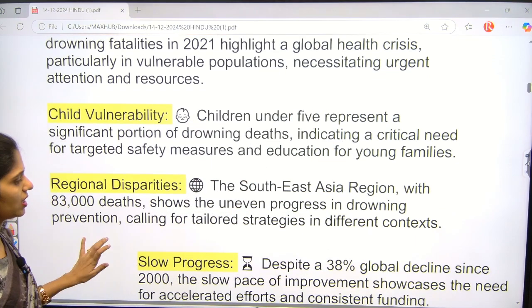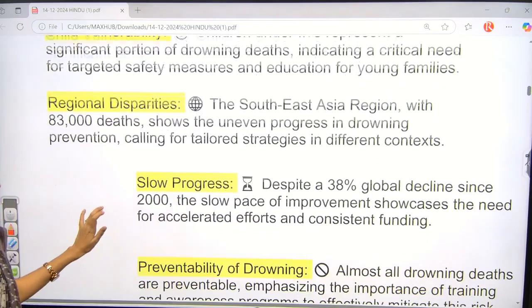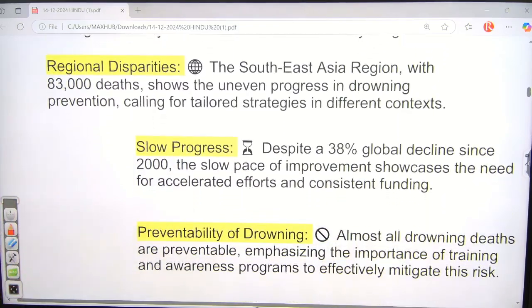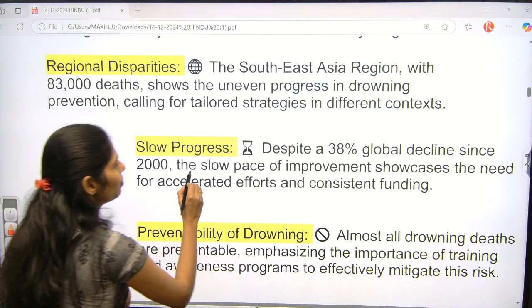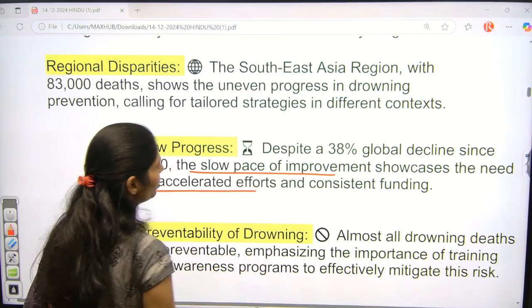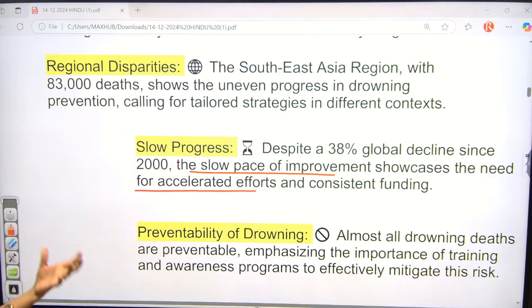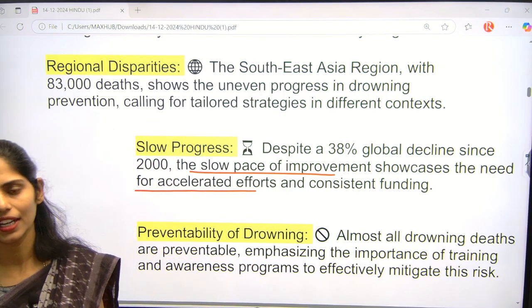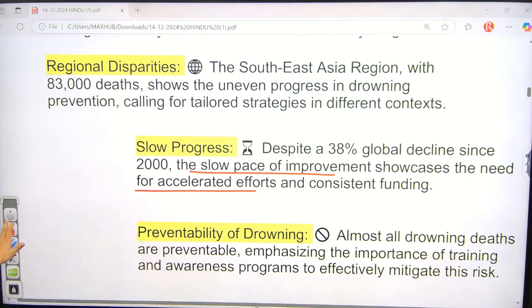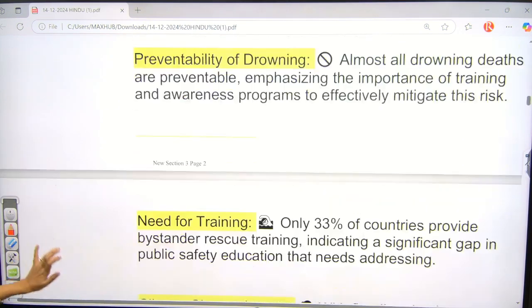And next, despite the deaths there is very slow progress in improvement. It means it is saying that we need to improve the efforts and we need effective resources as well as consistent funding from the government to control this kind of events. Okay, so that is the thing.